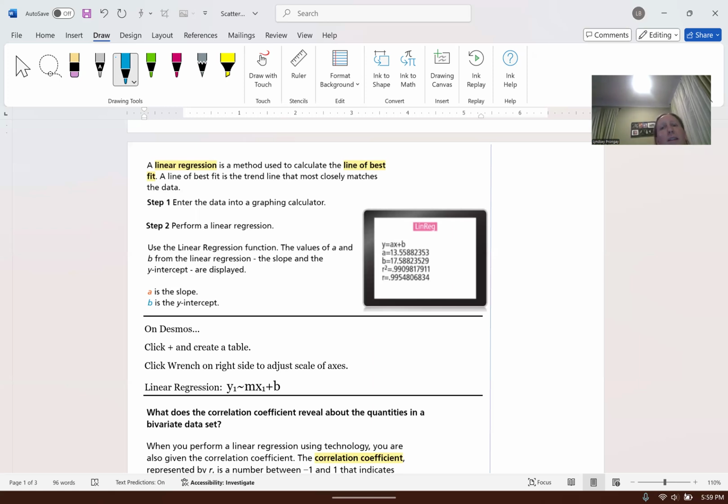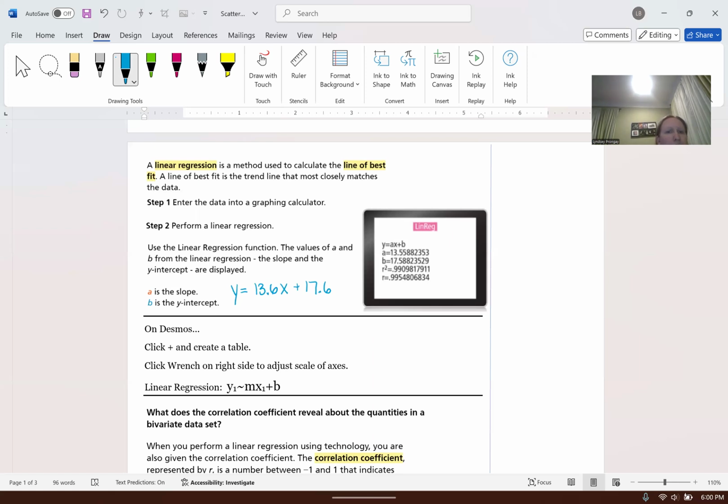So if we're looking at this information on the screen, obviously they give us lots of place values, so let's just round it to the nearest tenth. It would be y equals, our m or a is going to be 13.6 if I round according to that. So 13.6x. And then my y-intercept is the b, which would be approximately 17.6. And that would be our line of best fit based on what was entered into this calculator for whatever data was being used in this question.